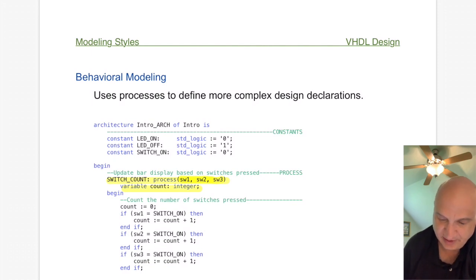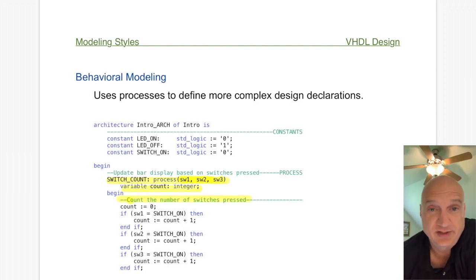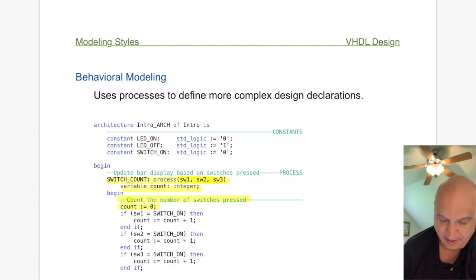Then the process is divided into two very easy steps. The first step is we're going to count the number of switches pressed. Now I know that because I put a comment there, and that makes it easier for people to look. We initialize the count to 0. We test the switch 1 to see if it's on, increment the count if it is, ignore it if it's not, and then do the same for each one of the other switches.